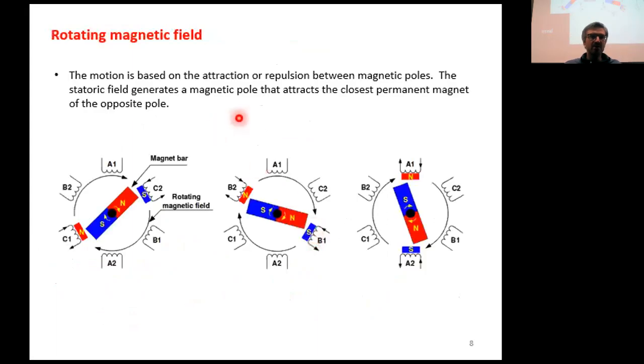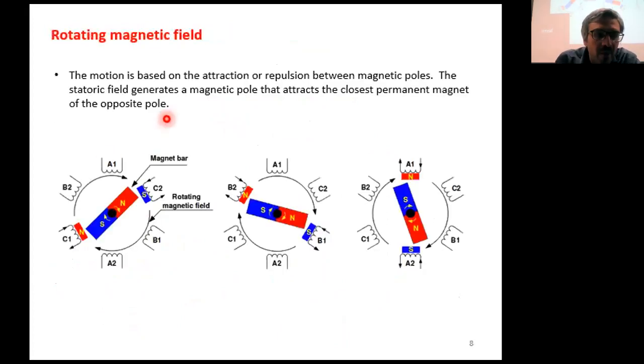And as I said, the motion is based on the attraction and repulsion of the magnetic poles that the statoric field generates, and it attracts the closest permanent magnet. So the south is attracted toward the north, and then the north moves here, and the rotor starts to move. The north moves here.